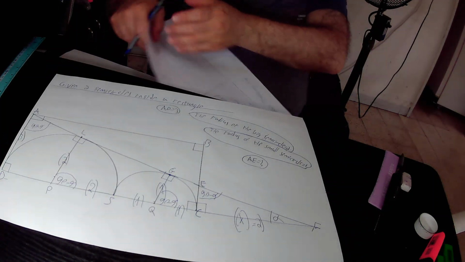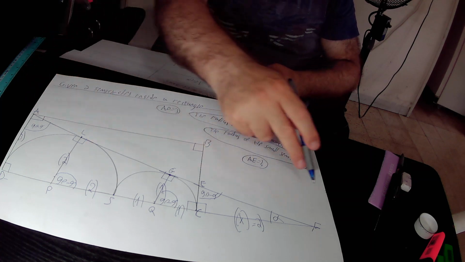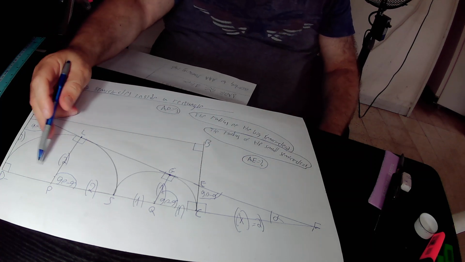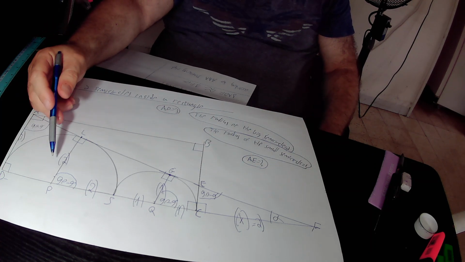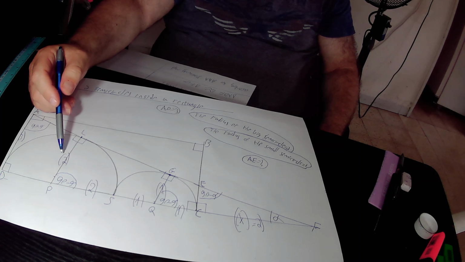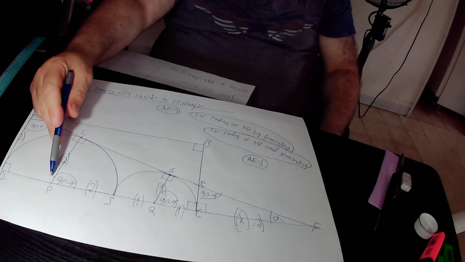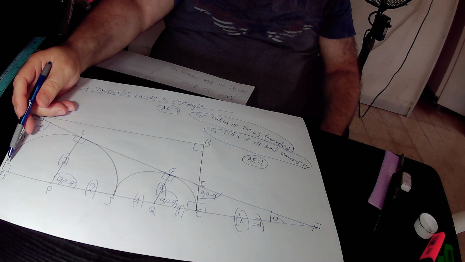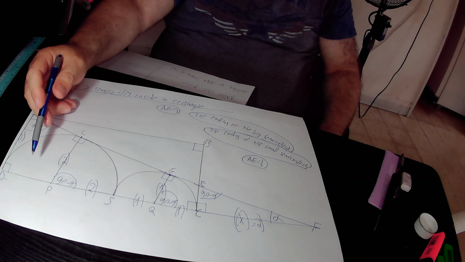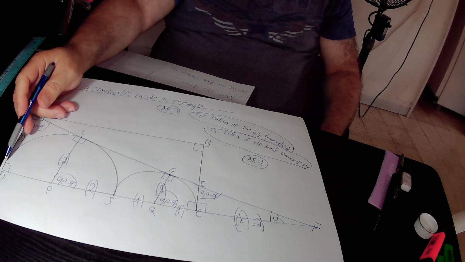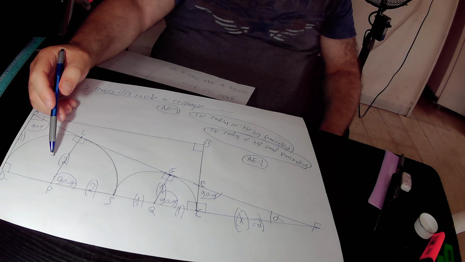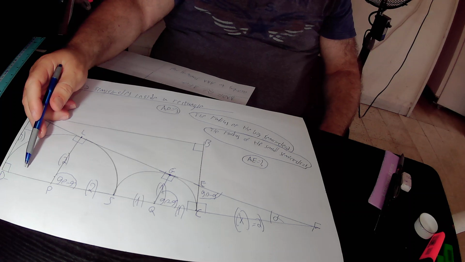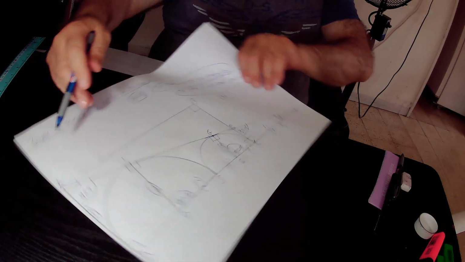What is the value of DF? First of all, PD is the radius of this big semicircle because P is the center of this big semicircle and D is a point on the semicircle itself. This is exactly the definition of a radius. Therefore, PD is the radius of this big semicircle, so it is equal to 2 units in length.